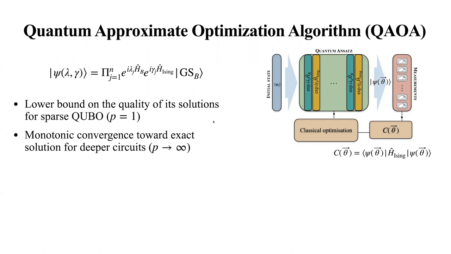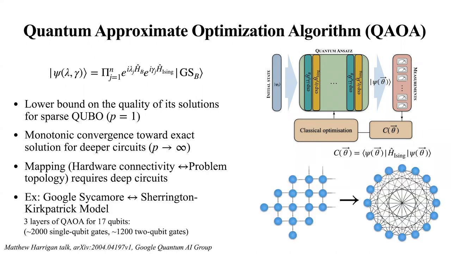So the beauty of this approach is that even if you apply these alternating Hamiltonian unitaries only once, so just two times, one H_B and one H Ising, you can already show, for sparse matrices, that you can find optimal parameters so that your output state has a finite probability that you can sample the best solution. So it has a lower bound on the quality of its solution. And we also know that since you are implementing this H Ising on your platform, if you could do this alternating quench dynamics for an infinite amount of time, you would recover the adiabatic limit where you can find exactly the ground state, so the exact solution of the QUBO.